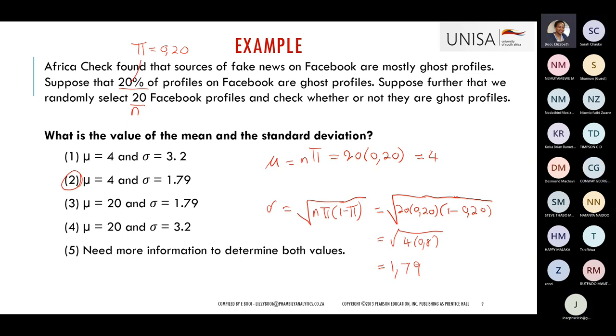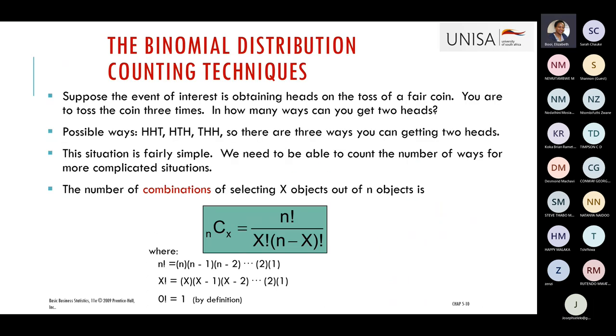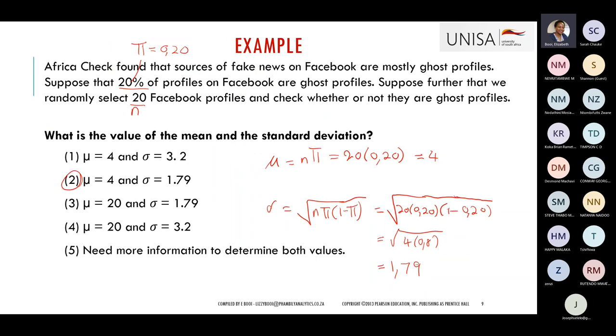Those are the basic properties of a binomial distribution. If you have any questions before I move on, now we're going into how we calculate their probabilities. Do you have any question relating to the basic properties of a binomial probability distribution?